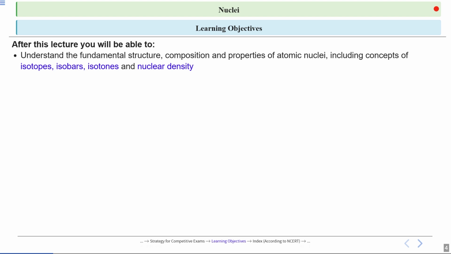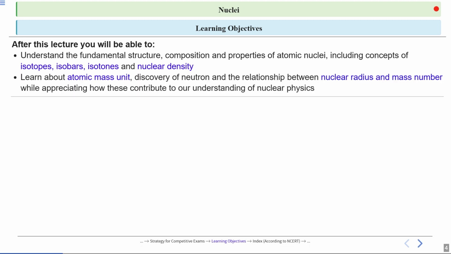We will also discuss nuclear density, which is extremely high, much greater than ordinary matter, showing how tightly packed nucleons are inside the nucleus. Next, we will learn about the atomic mass unit, which is a standard unit for measuring atomic and nuclear masses. We will cover the discovery of the neutron and see how the nuclear radius relates to the mass number. We will explore these relationships with examples to make the concept clear.